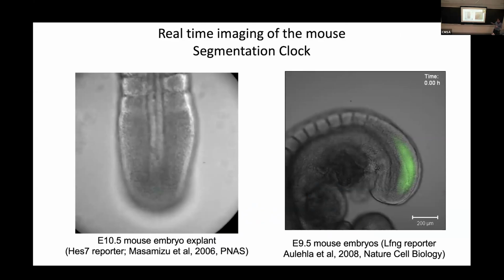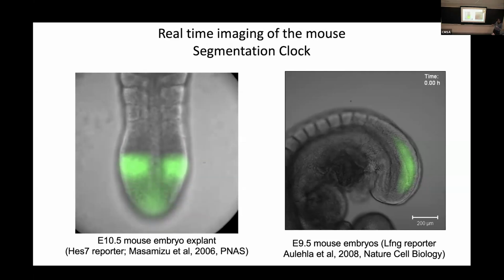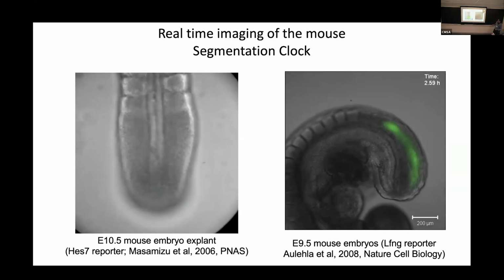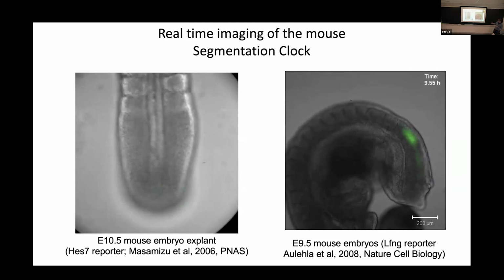So after this work, people started to develop different systems to visualize the oscillations in embryos. This was from Kagayama's work with a luciferase reporter. We developed some GFP reporter. And then you can see in a real embryo how this looks. See, this is really nice. You have these nice oscillations that take place. This is a dorsal view, and this is a lateral view where you see the left presomitic mesoderm.